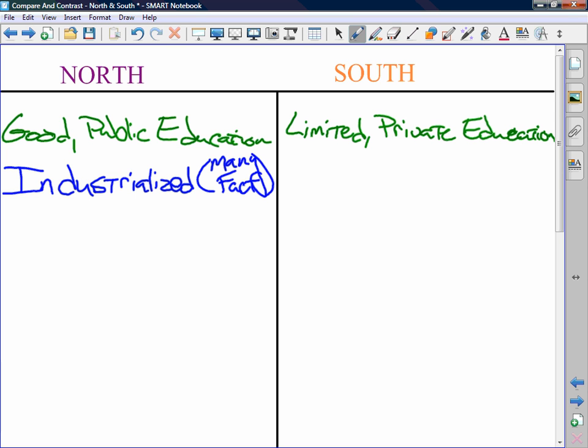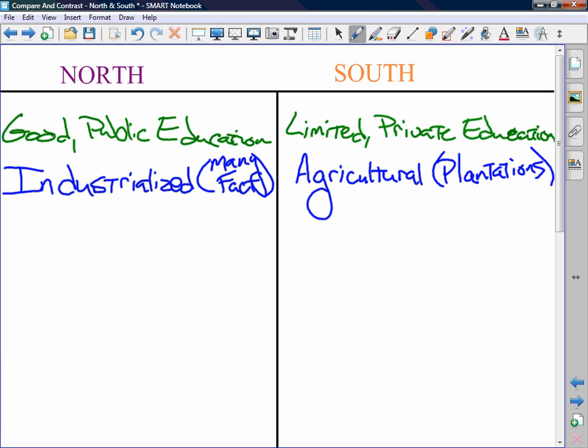While in the south, as was stated over here, it was mainly agricultural. And what did they primarily have in the south? If we talked about factories in the north, in the south we had cotton that was grown on what? Plantations, yeah. We have plantations. Good. Anything else?